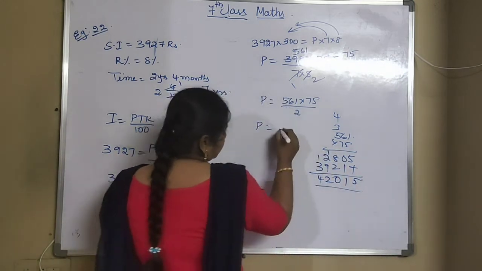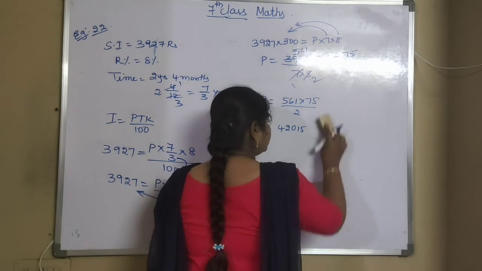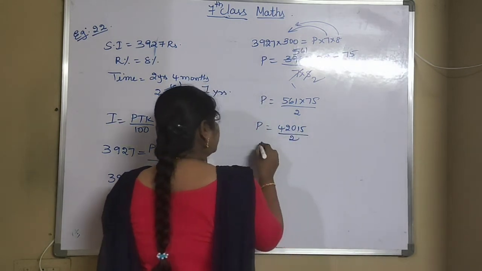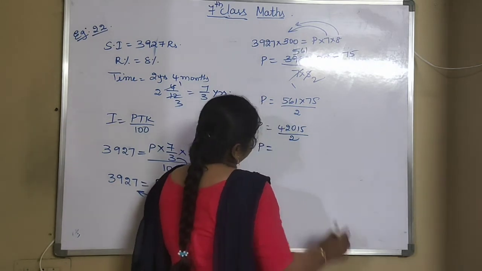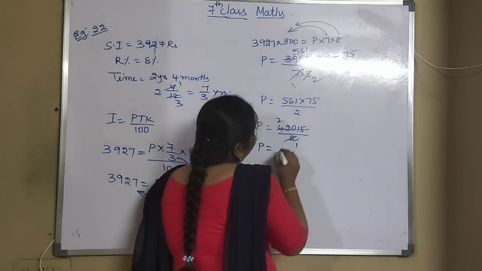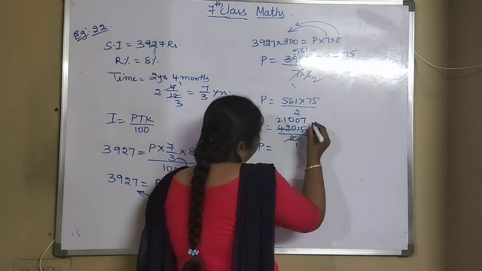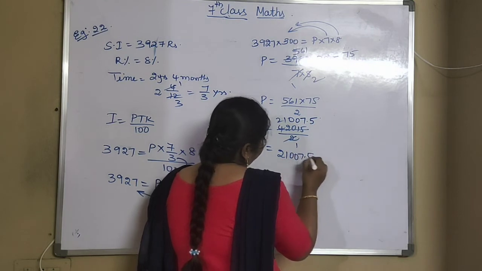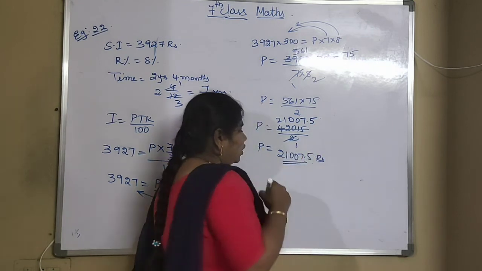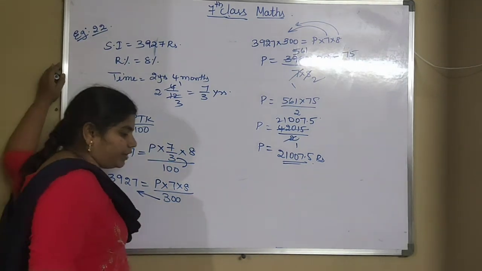How much you got? That is 42015 divided by 2. So P is equals to, it will be how much? 2 ones are 2, 2 twos are 4, 2 ones are 2, 2 zeros are 0, 2 zeros are 0, 2 sevens are 14.5. So you got it as 21,007.5 rupees. So the principal is 21,007.5 rupees. Okay. So this is our example 22.